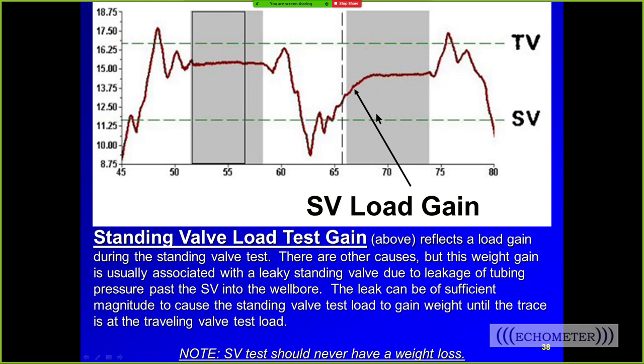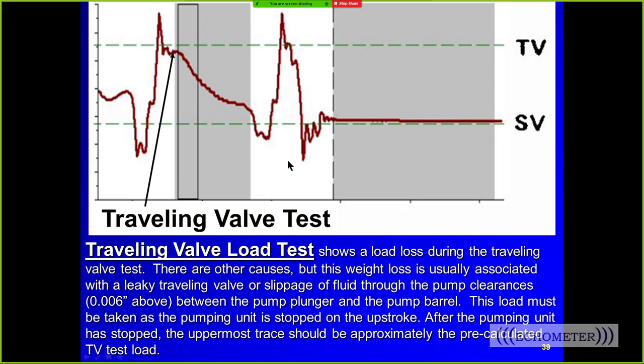So probably its production has dropped. You're carrying a fairly high fluid level because this load line's very far away from that line, and so they probably have lost production, and they probably could pull the well and replace the standing valve and increase production from this well.